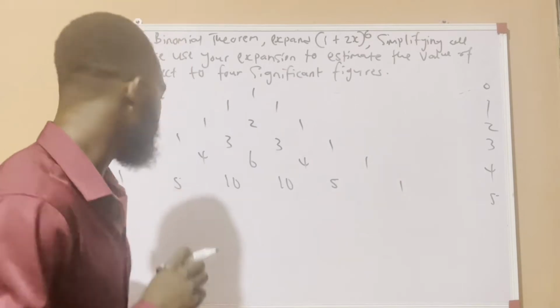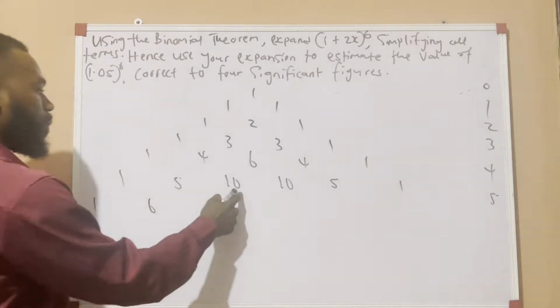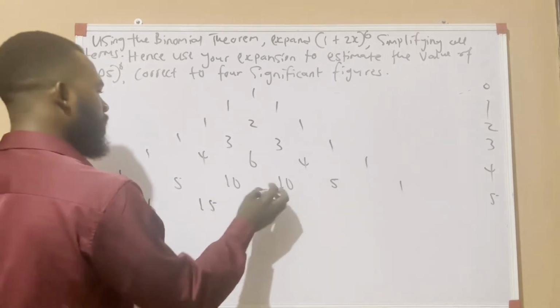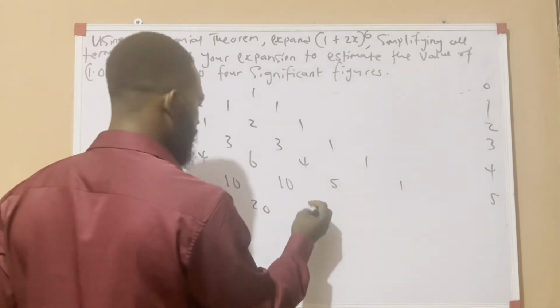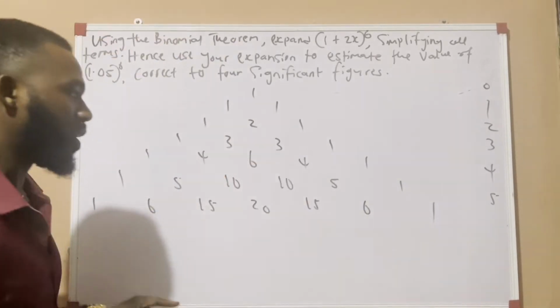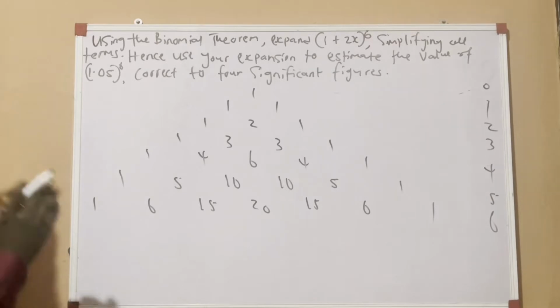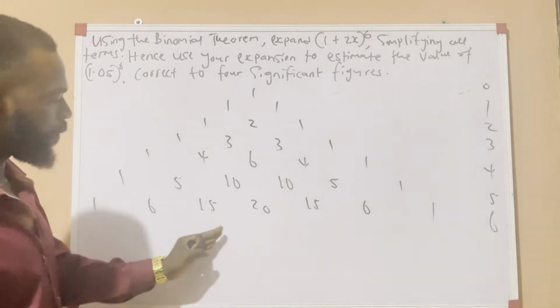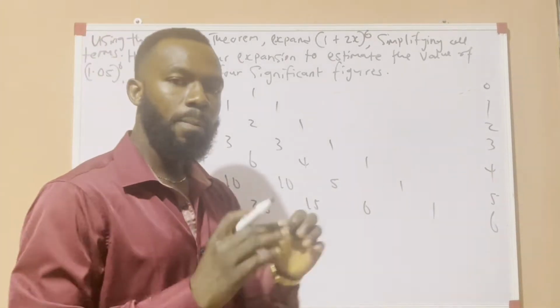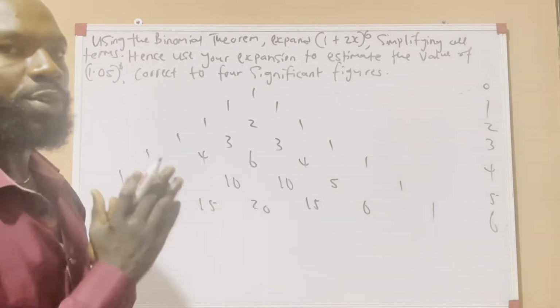So let's do this. We have 1. 1 plus 5 gives us 6. 5 plus 10 gives us 15. 10 plus 10 gives us 20. 10 plus 5 gives us 15. 5 plus 1 gives us 6. And then we have 1. Now, this is power 6. So automatically, this 1, 6, 15, 20, 15, 6, 1 becomes the coefficients of the expansion, which we are going to be using.